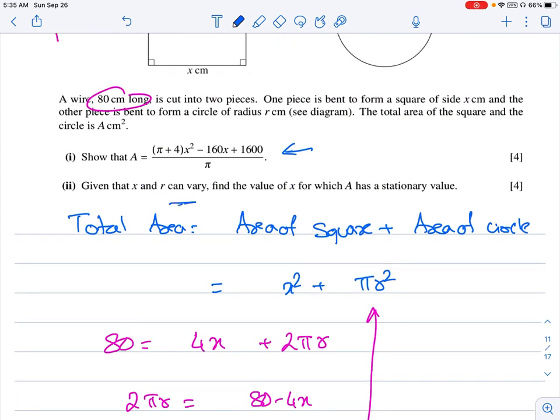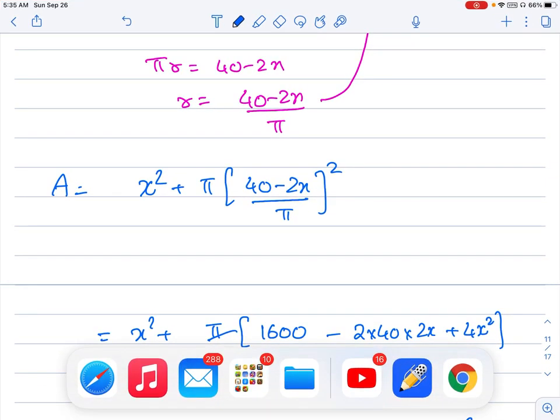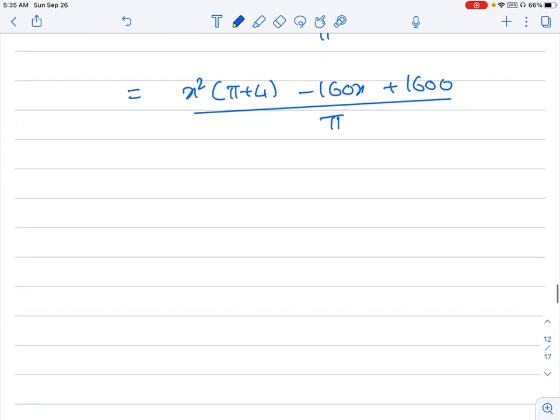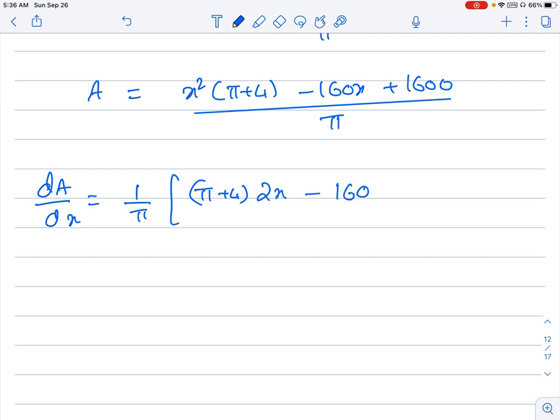Given that x and r can vary, find the value of x when A has a stationary value. So I am going to find dA upon dx. 1 upon pi is a constant, it remains as it is. The derivative of x square is 2x, the derivative of x is minus 160, and the derivative of 1600 is 0. Since it has a stationary value, the first derivative should be equal to 0. dA by dx should be equal to 0.